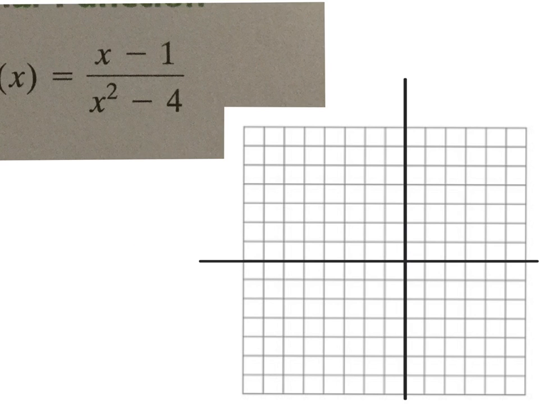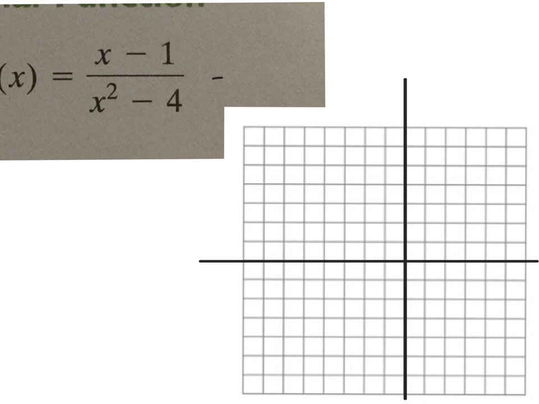Okay, so we're looking at this rational function, R of x equals x minus 1 over x squared minus 4. This is what we're going to do to begin every one of these rational function problems. Both forms are good. We need both the general form and the factored form. Since this one begins in the general form, I'm going to go ahead and find what the factored form is as well.